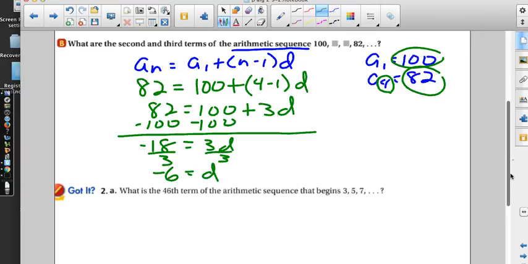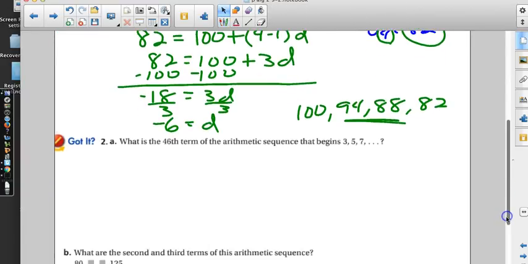And now you can go after it 2 ways. You could say, hey, now I can write the formula because I know what a sub 1 is and I know what d is. Or you could say, well, I know what they're adding every time. So let's see. 100 plus negative 6, that's going to be 94. And then 94 plus negative 6, that's going to be 88. And then try it one more time just to make sure. So 88 plus a negative 6 is 82. Fantastic. We've got it. Those are the numbers that we needed. So you use the formula to go back and find anything that's missing.